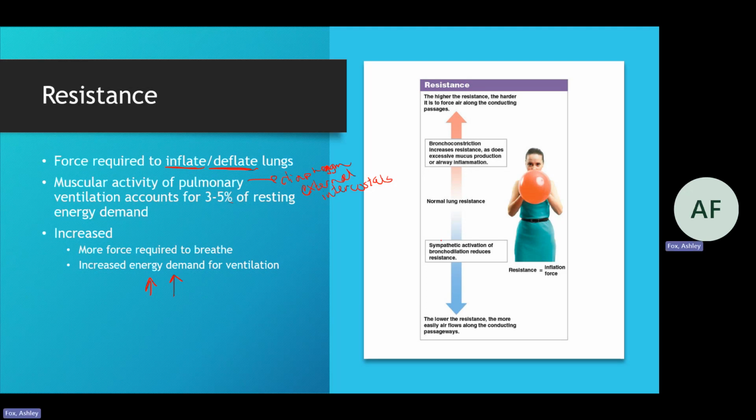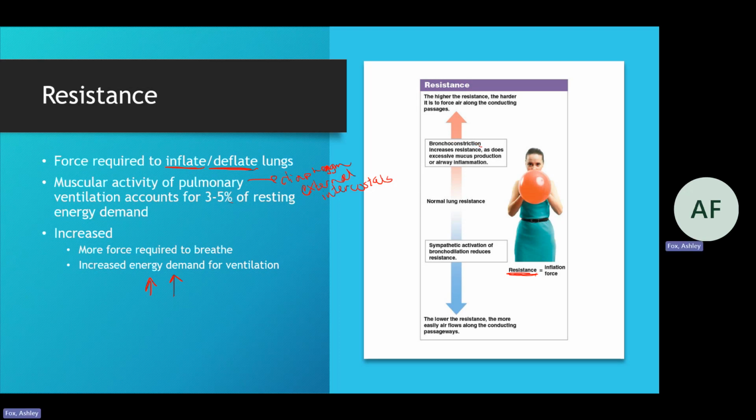A lot of times when we talk about resistance, in this instance we're talking about breathing in. So this is resistance in taking air into the body, but we also have it in taking air out, where you have to add muscles. If you have higher resistance, it's more challenging to get air to go from the outside of your body into your lungs.